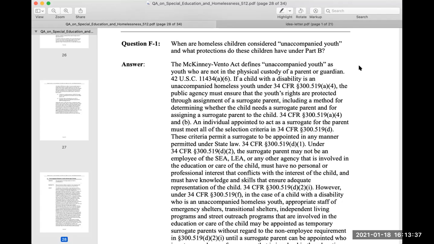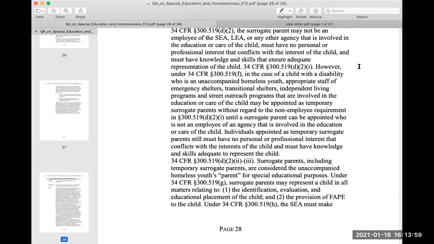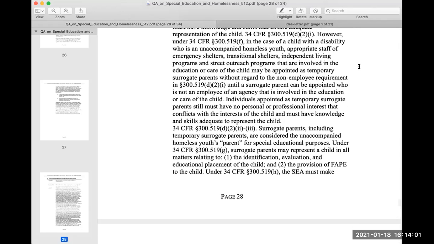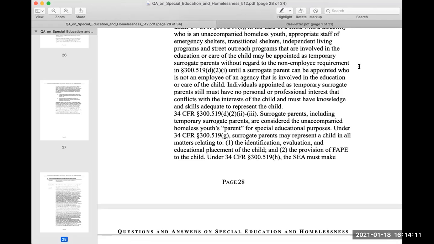Page 27. Questions and answers on special education and homelessness. F. Unaccompanied homeless youth and surrogate parents authority. Question F1. Answer. The requirements for surrogate parents are found at 34 CFR paragraph 300.519. When are homeless children considered unaccompanied youth, and what protections do these children have under Part B? The McKinney-Vento Act defines unaccompanied youth as youth who are not in the physical custody of a parent or guardian. 42 U.S.C.